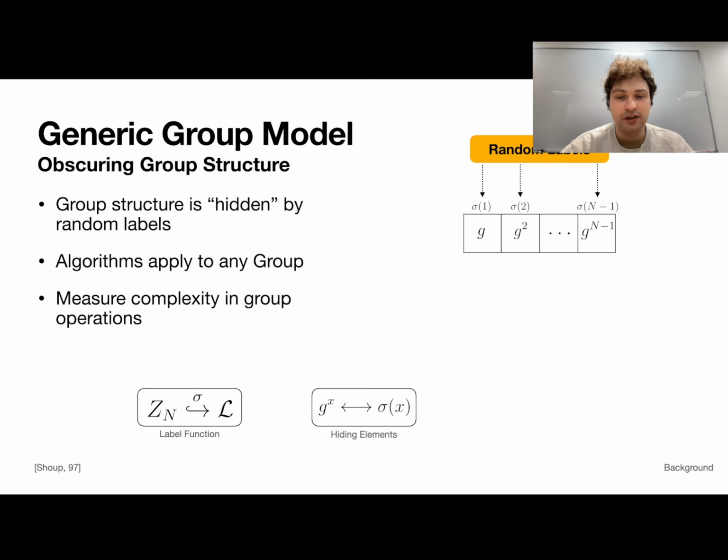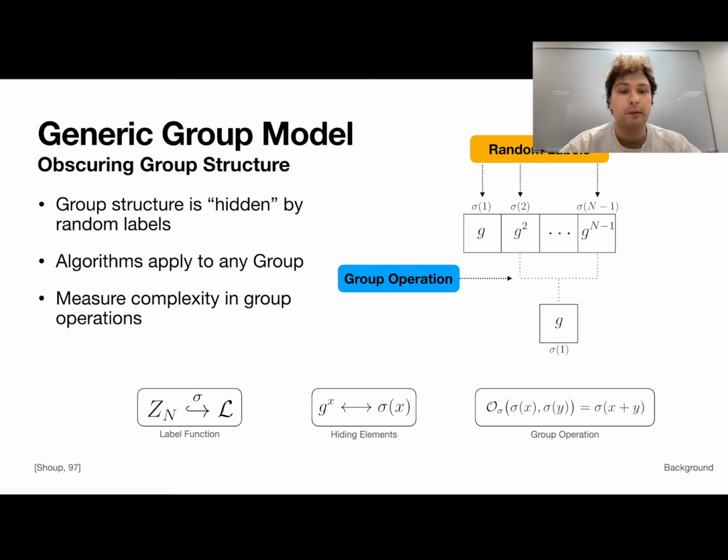So I've written here that g^x is going to be the same thing as sigma x, where sigma x is some random bit string that is unknown. Well, okay, you have a random bit string that's unknown. What can you do? The one thing that you can actually do on a generic group is the group operation, right? Notice if I multiply g^x times g^y, for any group g, I'm going to get g^(x+y).